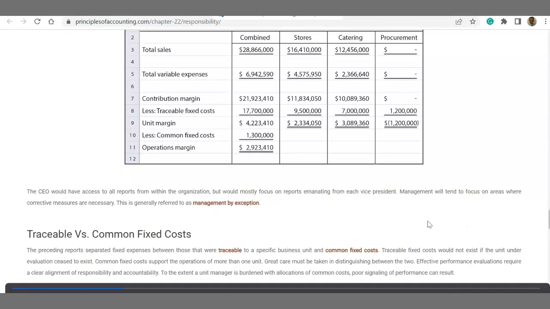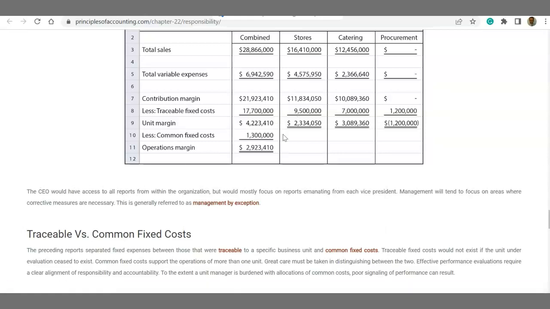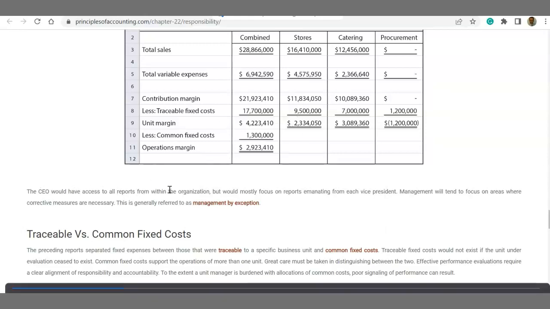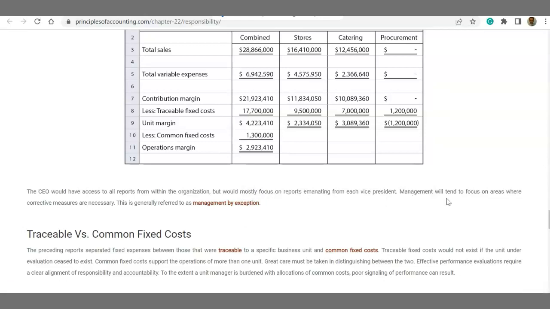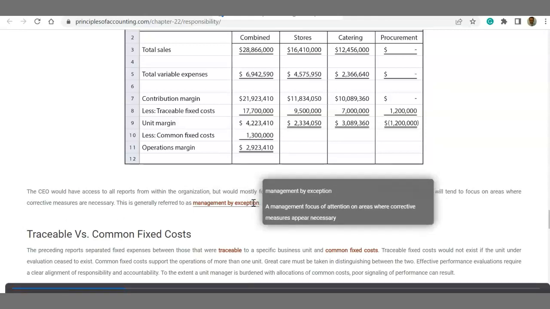Okay, so here it says the CEO would have access to all reports, as we just went over, from within the organization, but would mostly focus on reports from each vice president. Also, management will tend to focus on areas where corrective measures are necessary. This is generally referred to as management by exception. Management by exception is a management focus of attention on areas where corrective measures need to be done, where it looks like it's necessary to correct something.